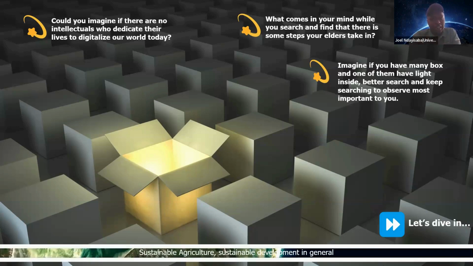So the last one, you can imagine if you have many boxes and one of them has light inside, better to search and keep searching to find the most important one for you. Even we have different platforms, and different platforms host huge amounts of information. And that information differs a lot. So it's our place to decide which information we are going to consume.